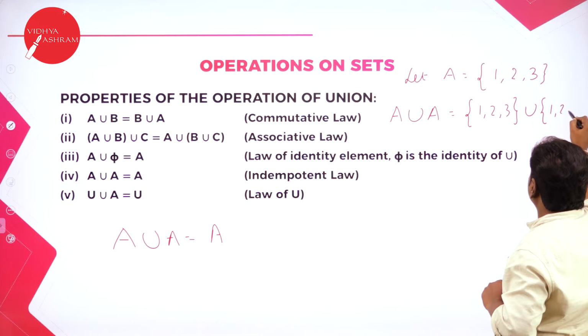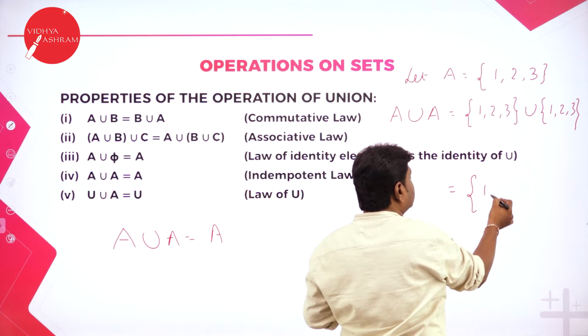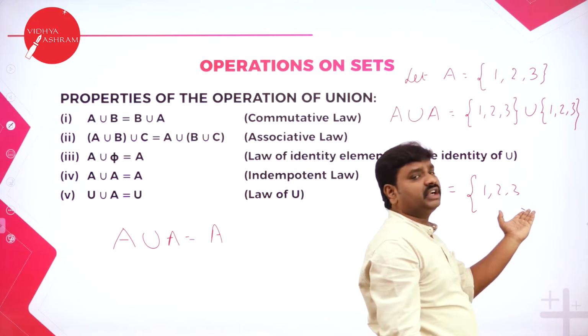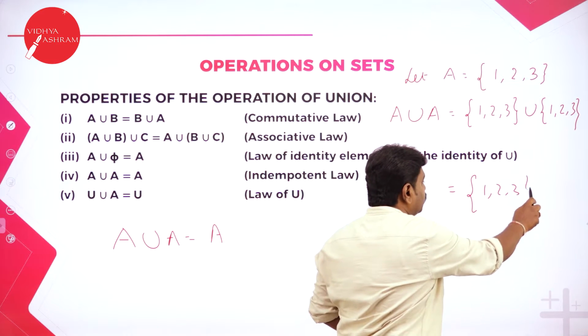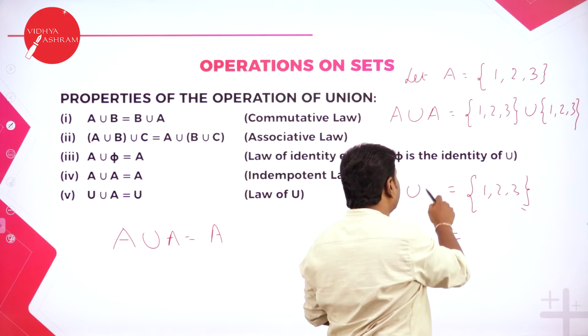What is meant by union? I should write the elements of both the sets. What are the elements of first set? 1, 2, 3. Then I should write the elements of second set. 1, 2, 3. Already I have written, so I should not repeat. You know, in any set, repetition should not be there. So when you do A union A, you get 1, 2, 3.